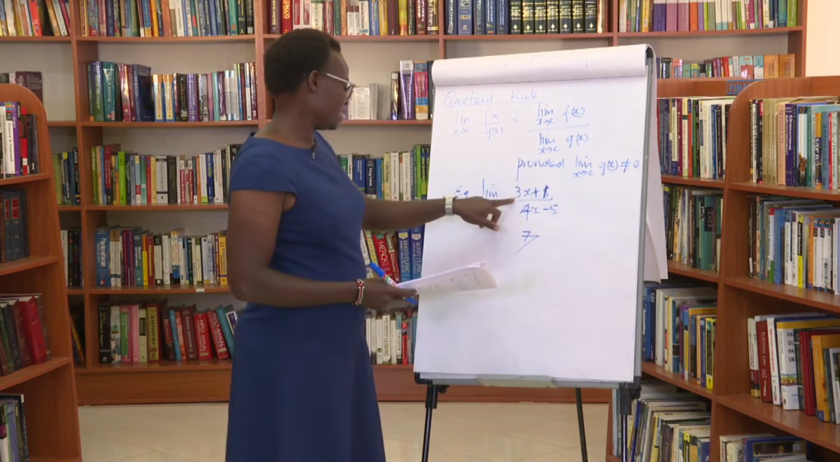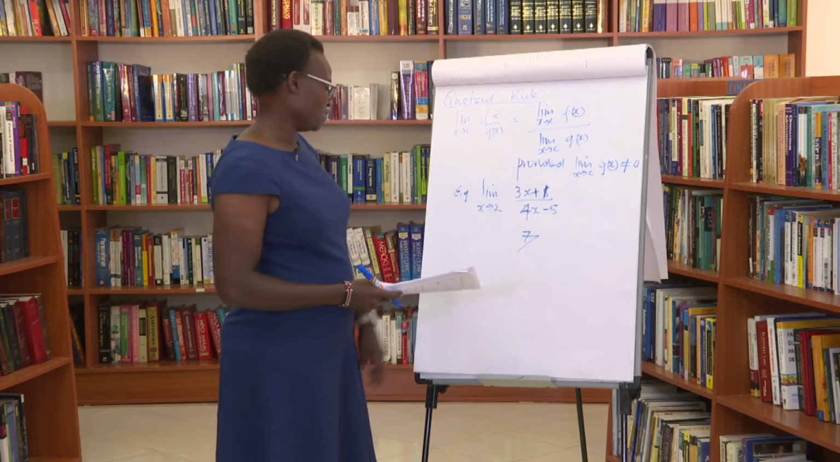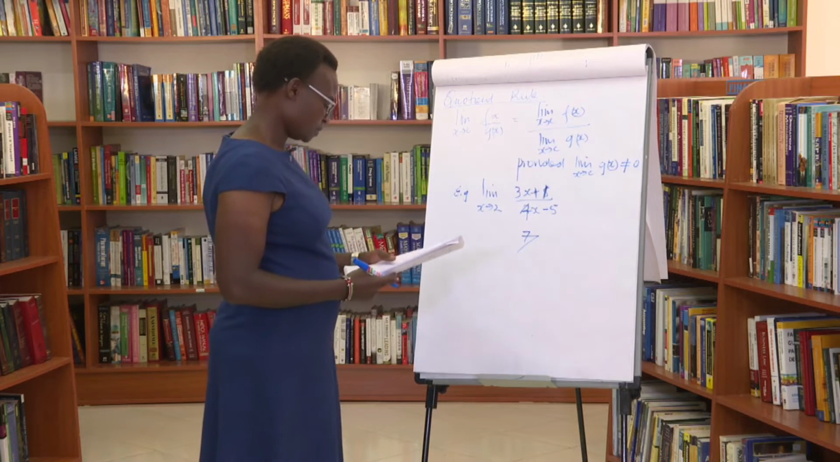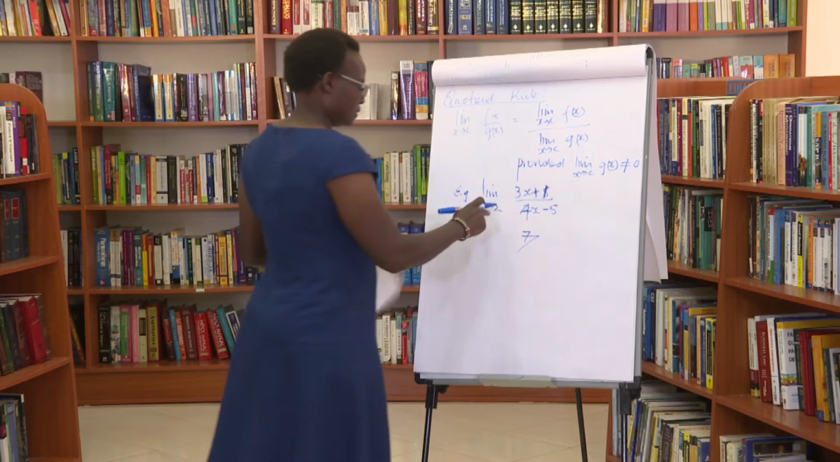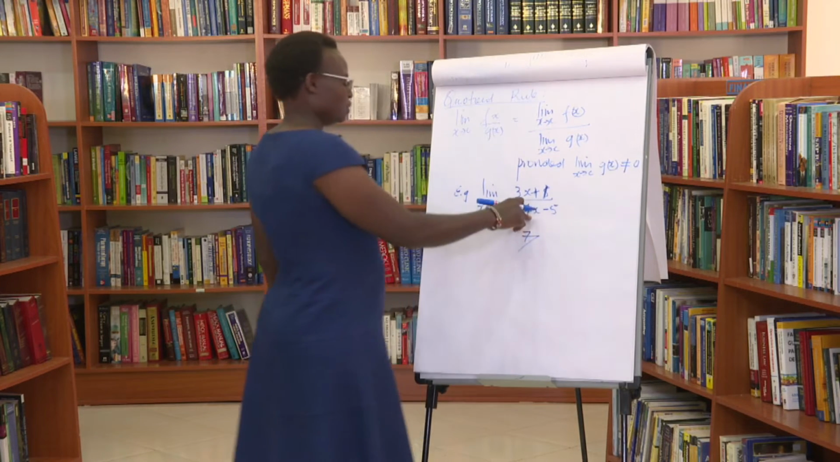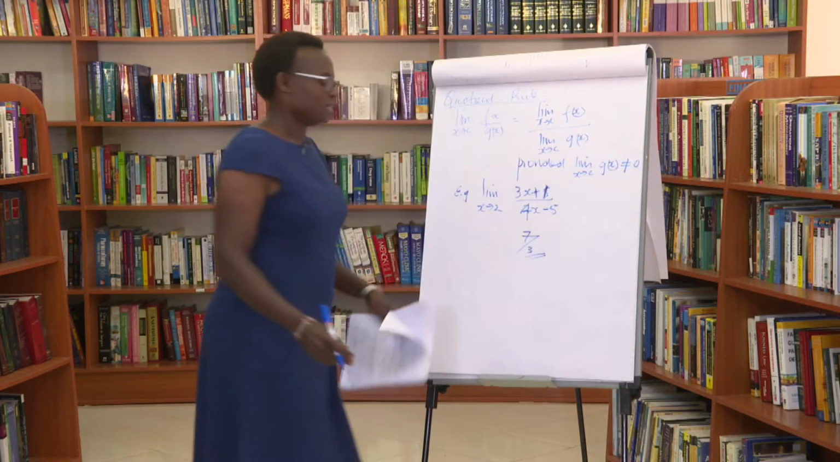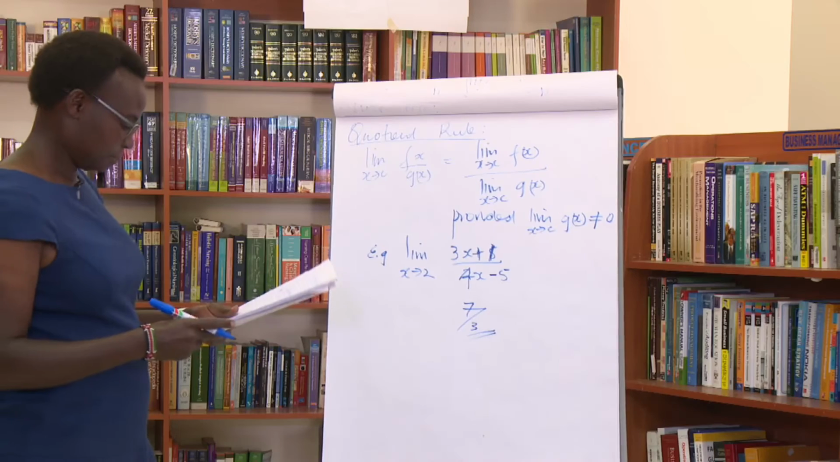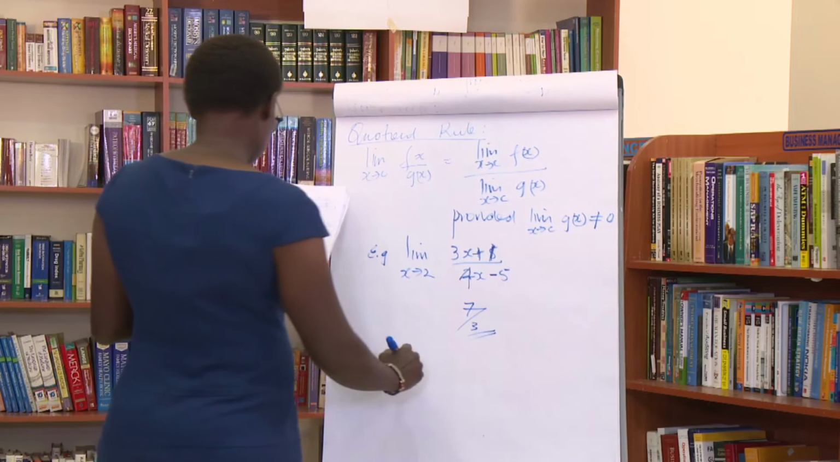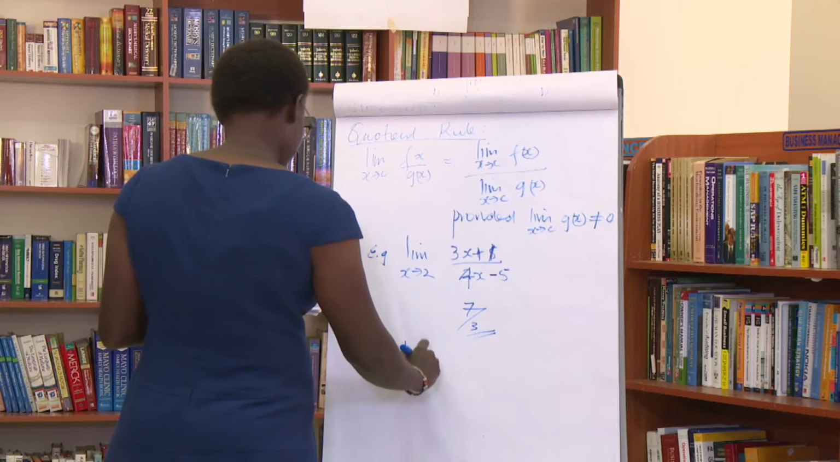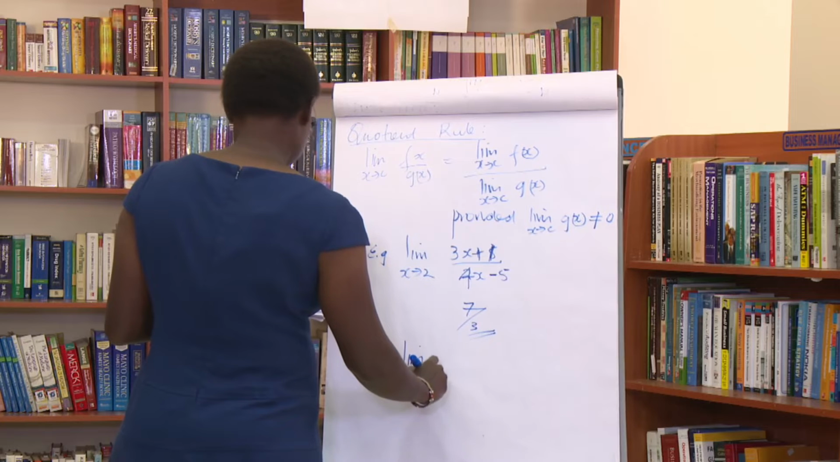So this is 6 plus 1, that should give us 7 for true. Oh, okay, so the difference. And then this one would give us 8 minus 5, that would give us 3.